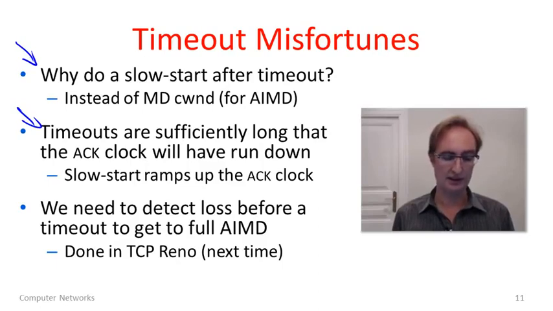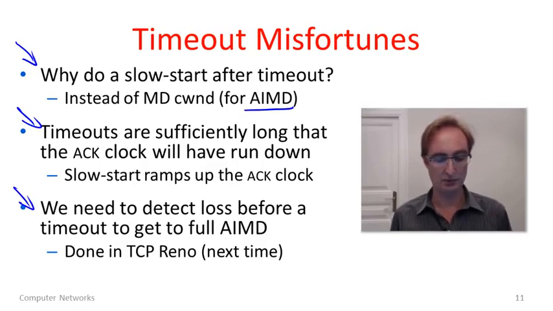So if we're going to fix this and really get to AIMD, then we need some way to detect loss before a timeout. And this is what we'll see next with other TCP heuristics that are used in TCP Reno.